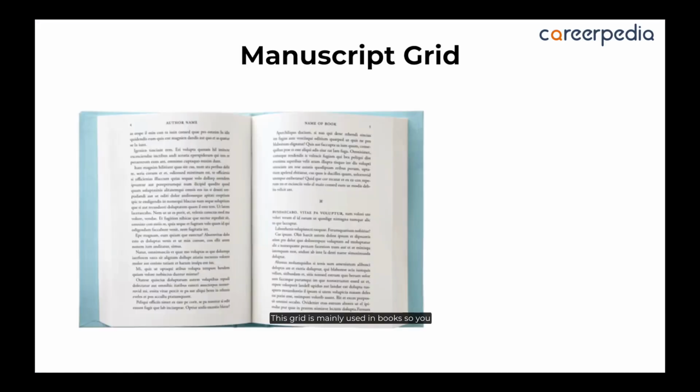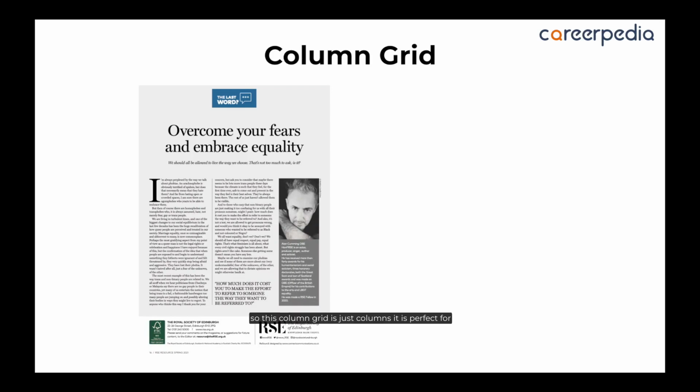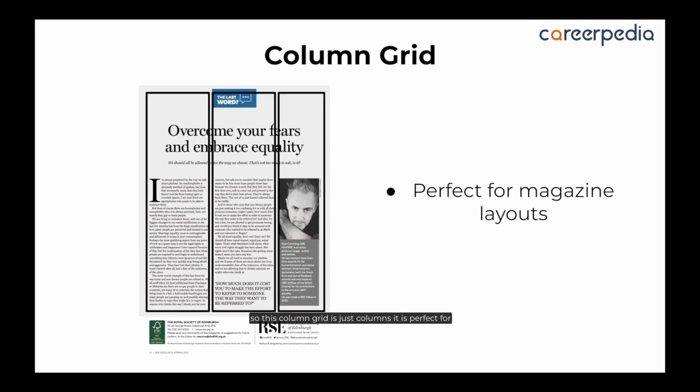This grid is mainly used in books. So you can see how the grid has been defined. Next, we have column grid. So this column grid is just columns. It is perfect for magazine layouts. There are no rows in the column grid.